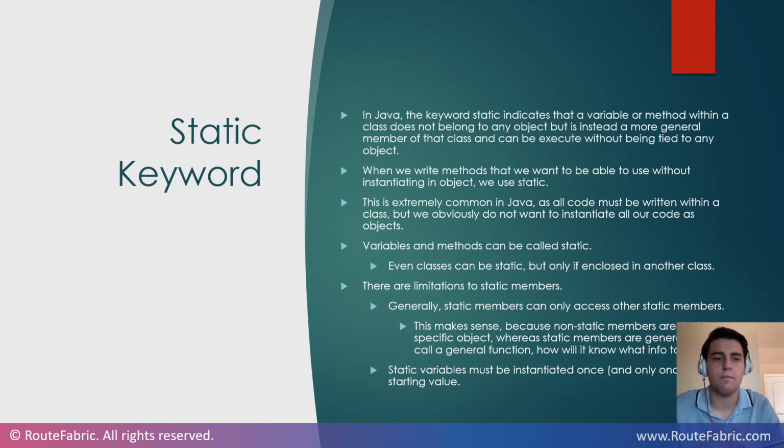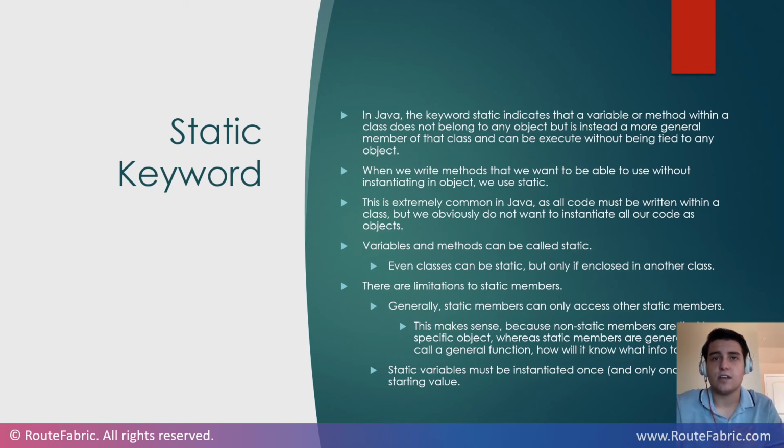For example, main is a static method because we have our class, and within that class we create a static method main. If we think about it, we don't actually instantiate an object of the class in order to use main. Our JVM will just find main and go to it and start executing main. It doesn't need to instantiate any objects. That's why main is static.